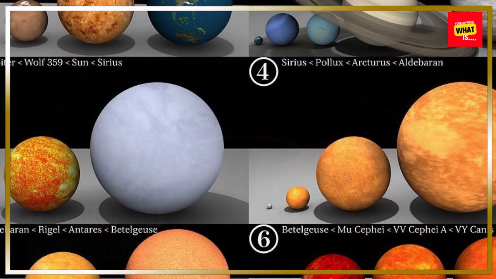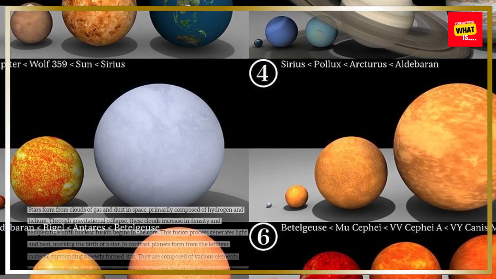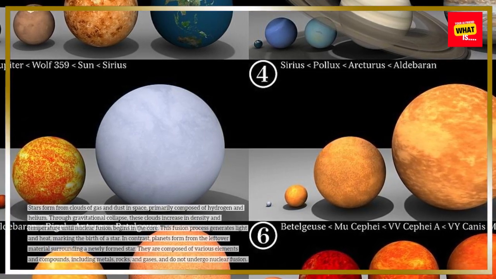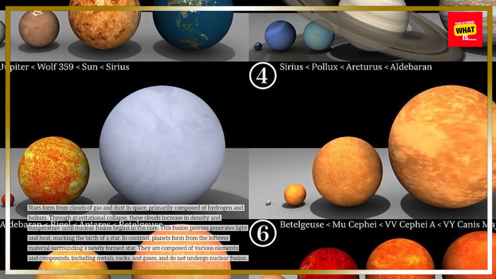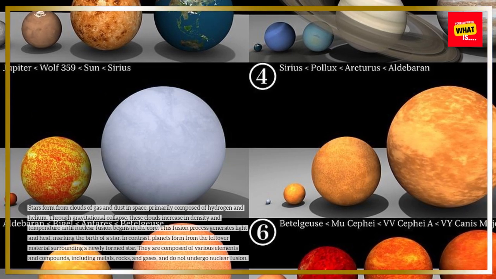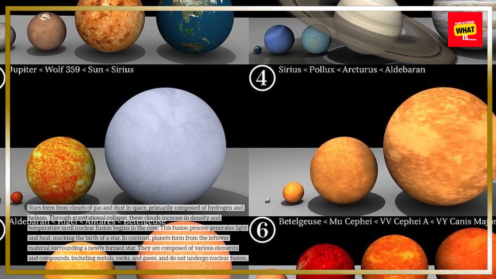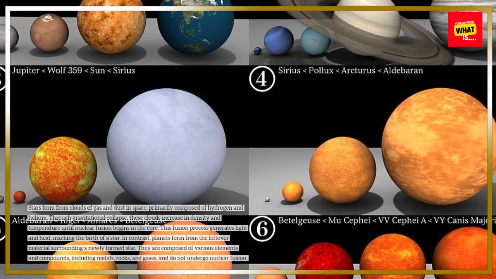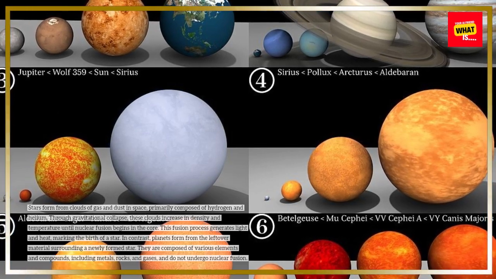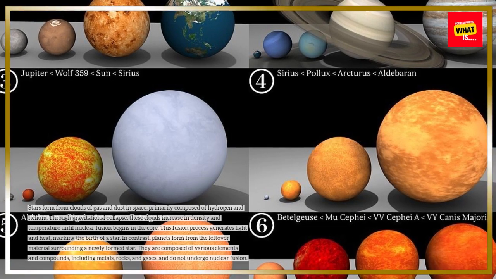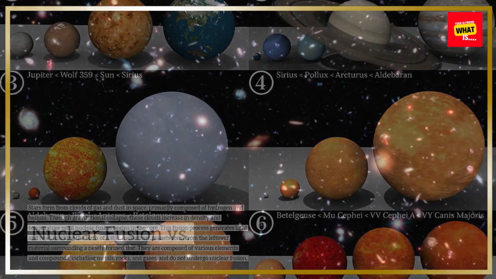Formation and composition. Stars form from clouds of gas and dust in space, primarily composed of hydrogen and helium. Through gravitational collapse, these clouds increase in density and temperature until nuclear fusion begins in the core. This fusion process generates light and heat, marking the birth of a star. In contrast, planets form from the leftover material surrounding a newly formed star. They are composed of various elements and compounds, including metals, rocks, and gases, and do not undergo nuclear fusion.